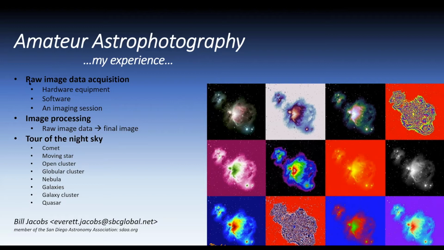So this is an outline. The first section will be raw image data acquisition. Can you guys see the arrow as I show it on the screen? Yeah. Okay, that's good. The first section covers the hardware equipment I use, the software, and what's entailed with an imaging session when you go out to image the sky. The next section is one chart on the image processing process, which is very important, and it gets you from the raw image data to your final image. Then I will go through a tour of the night sky, focusing on a set of different types of objects, and the list of them is here.